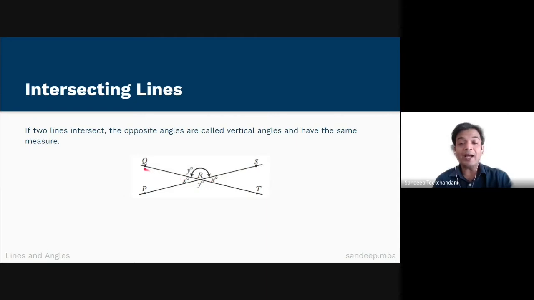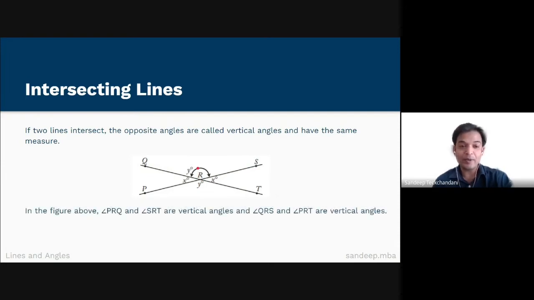Similarly, angle QRS and angle PRT are vertically opposite angles and have the same measure y degrees. Please note that angle x plus angle y is equal to 180 degrees since PRS is a straight line.